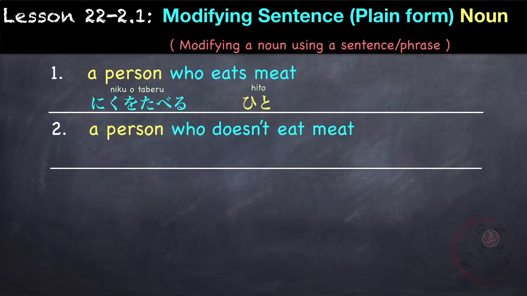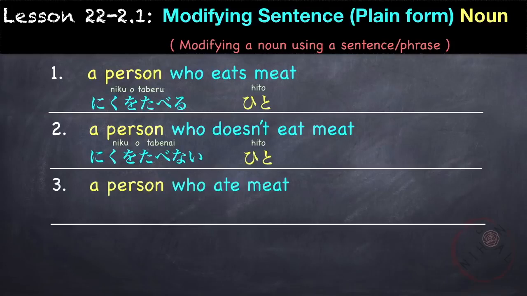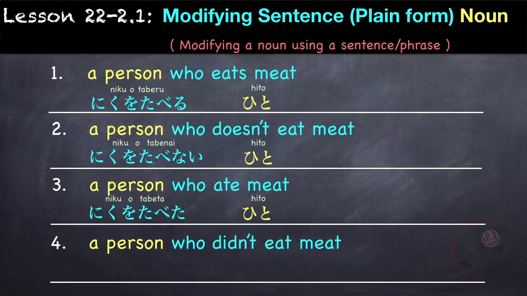A person who doesn't eat meat. Niku o tabenai hito. A person who ate meat. Niku o tabeta hito. A person who didn't eat meat. Niku o tabenakatta hito. So if you want to review how to change mas form to plain form, just go back to Lesson 20 where we discuss plain forms of verbs.